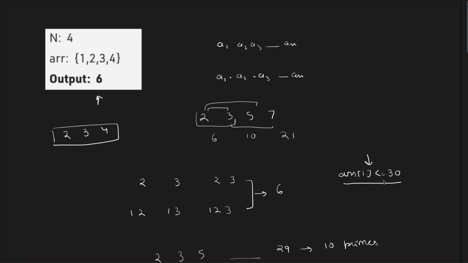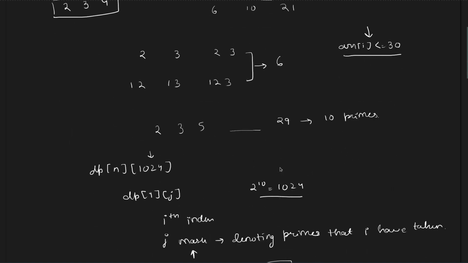Now, since the value of array[i] is less than or equal to 30, we observe that there are only 10 primes. Since we can only take each prime once, we decided to create a mask which will represent all the primes that I have taken. There are 10 primes, so the mask can take 2 raised to the power 10 values, which is 1024.